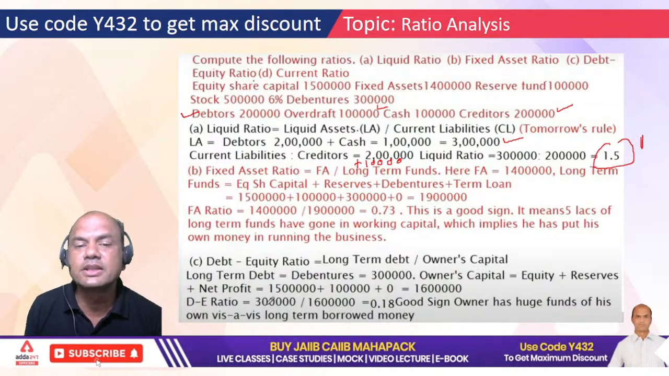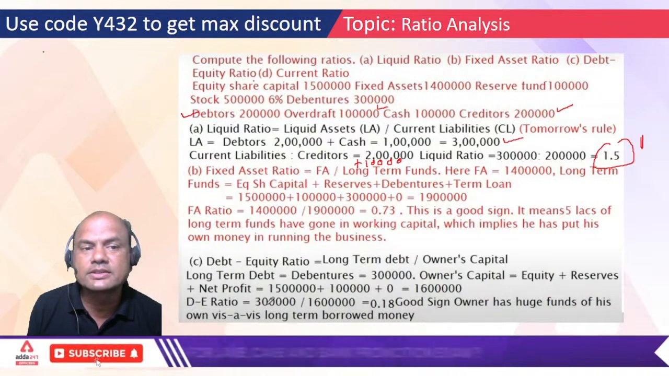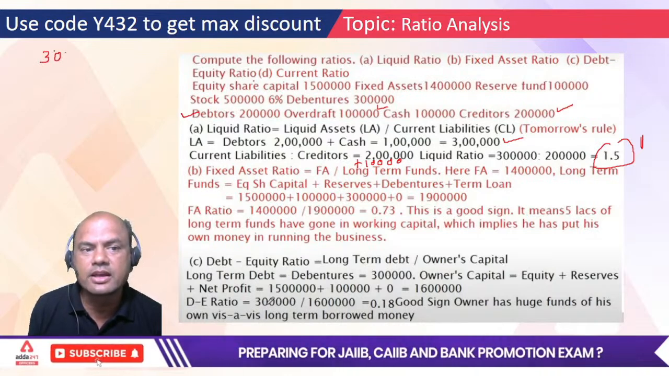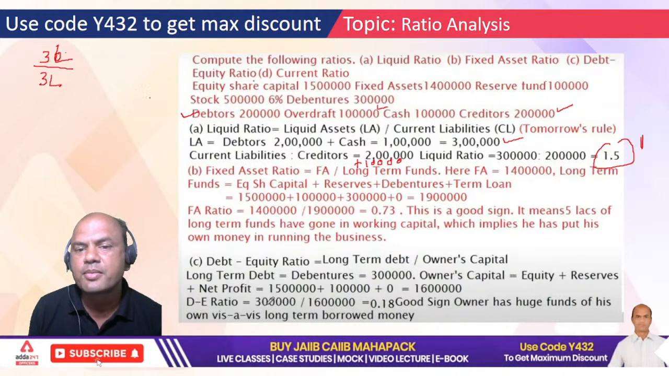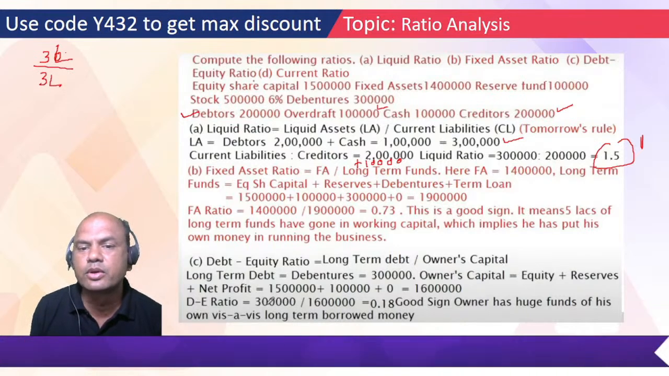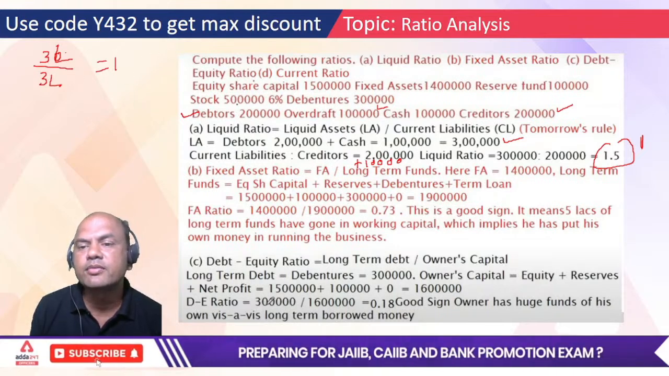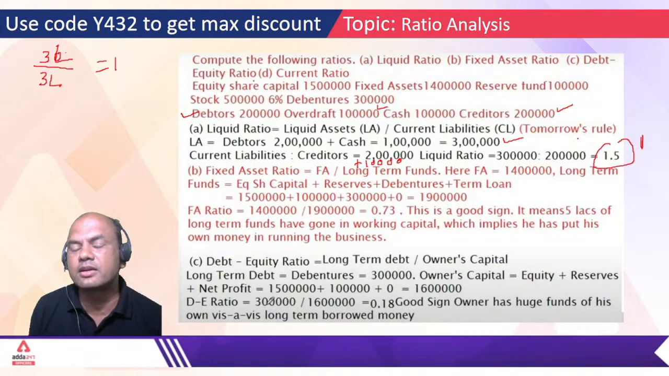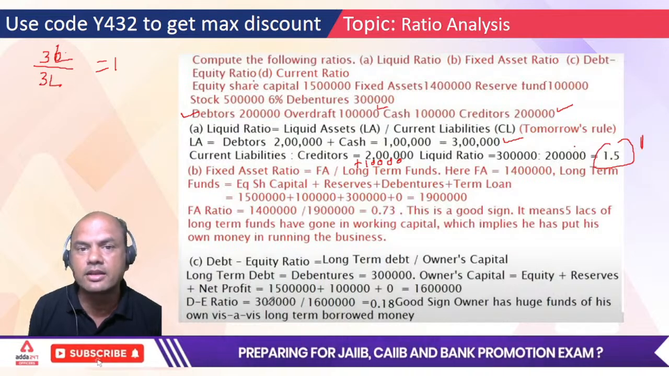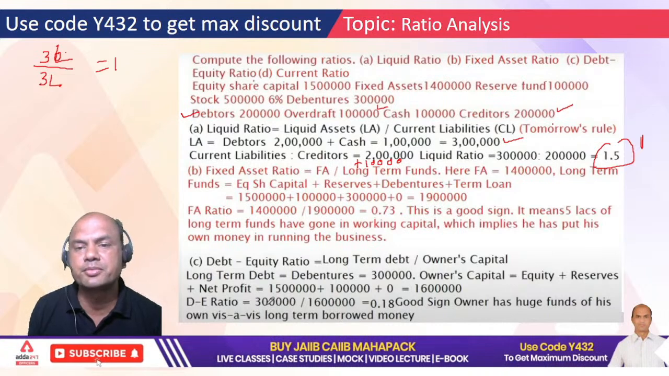Why? Because see this. I'll write it over here. What are liquid assets? 3 lakhs. And what are the current liabilities? Again 3 lakhs, because we have added this 2 plus 1 OD, right? So that's why the answer is 1 over here. And those who have just copied this answer 1.5 and typed it in the comment section, go through the problem again, because you need to solve the problems yourself.